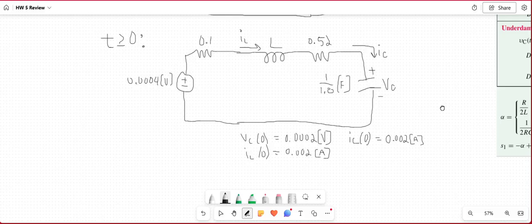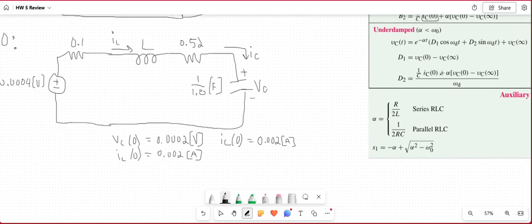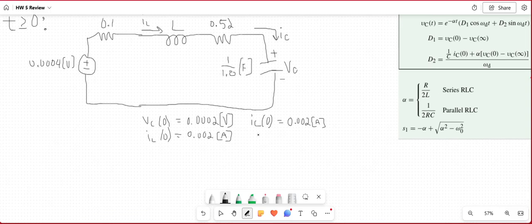All right. And then what else do we need? We need VC of infinity is the last thing we need. So this is open, obviously, for steady state for t to infinity.